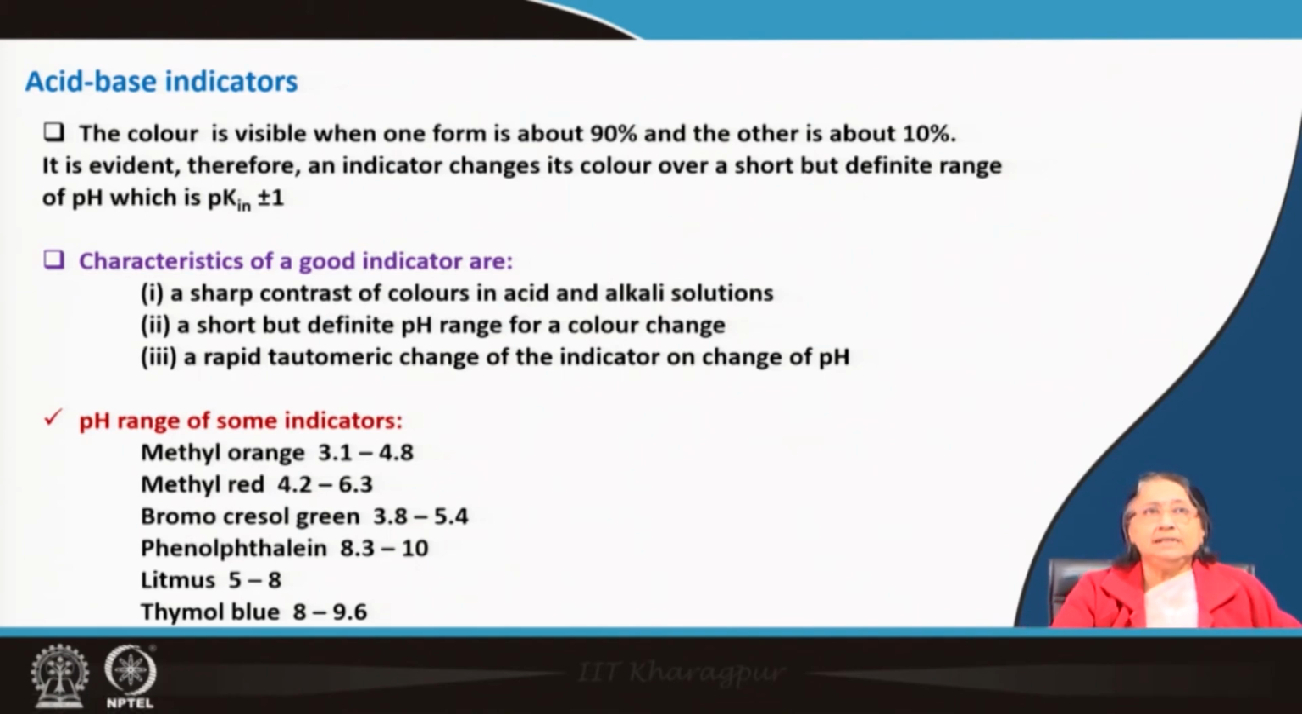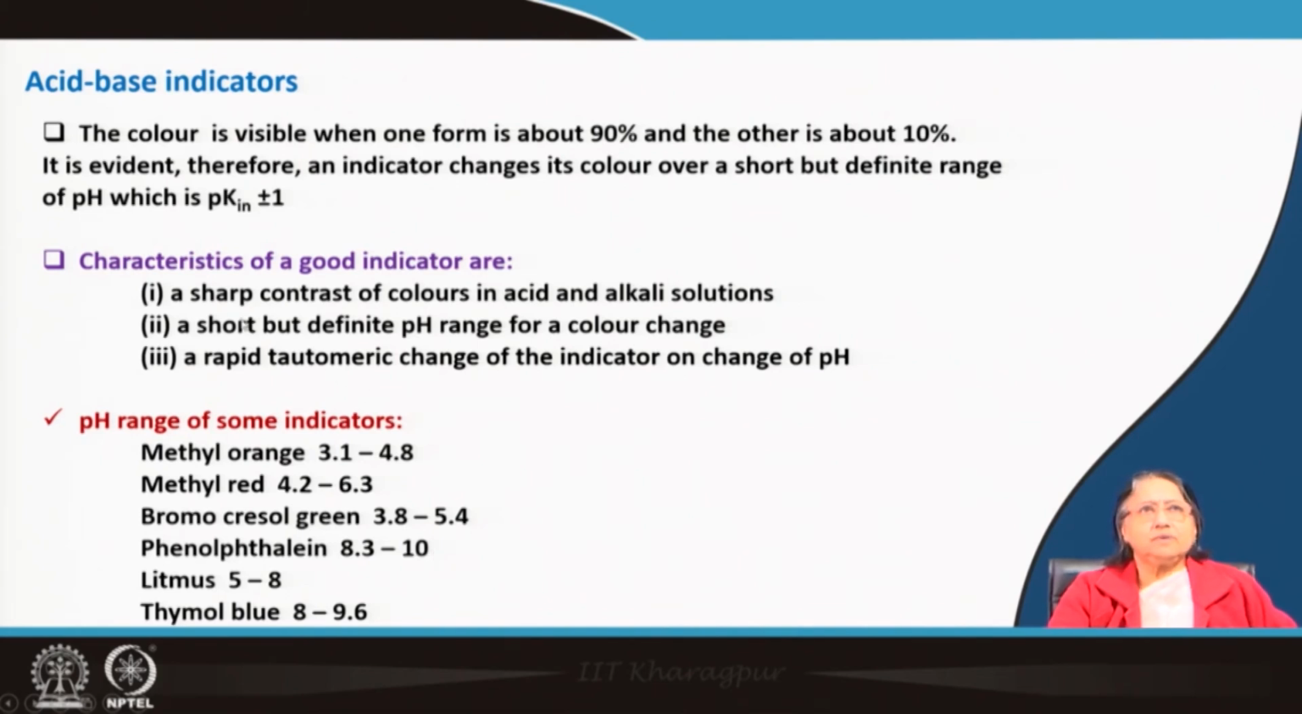Okay. And each indicator has its characteristic pH range where it changes its color, and that is coming from here only. So, 3.1 to 4.8, this is the range for methyl orange. For methyl red, 4.2 to 6.3. Okay. So, there are different ranges where it changes the color. For phenolphthalein, 8.3 to 10.